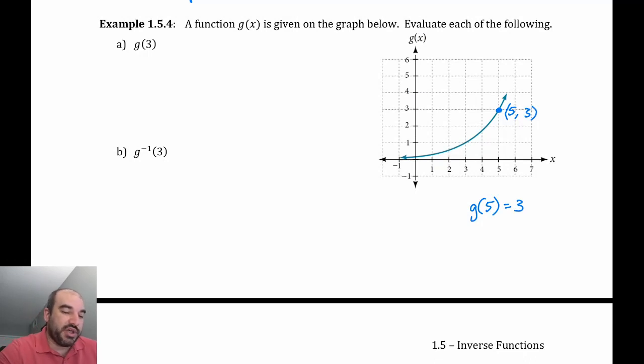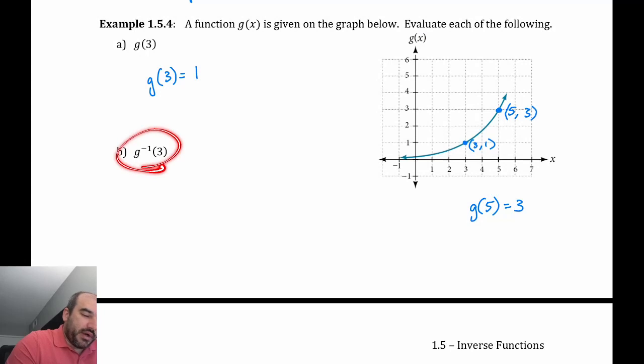So part A says g of 3, which means we go to the graph and look at x equals 3. We go up to the graph and we see that the y value is 1. So g of 3 will be equal to 1. That's from the graph, because there's a point at 3 comma 1. What about g inverse of 3? How are we going to deal with that? Remember, inverse functions work the other way, right? Inputs and outputs are switched.